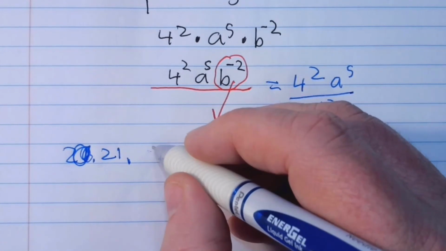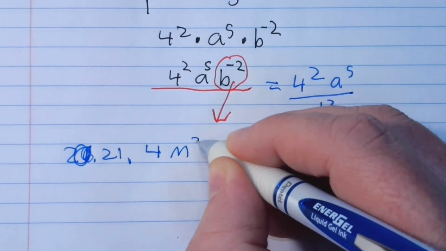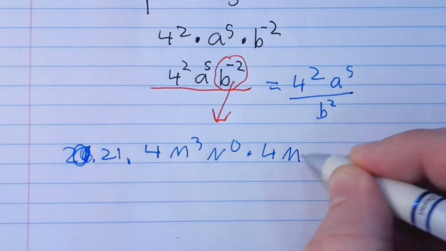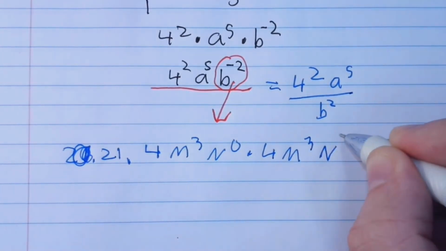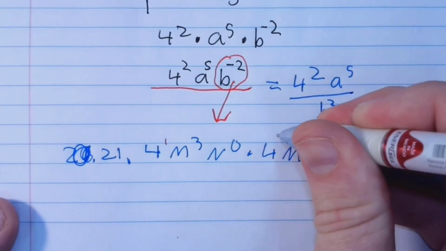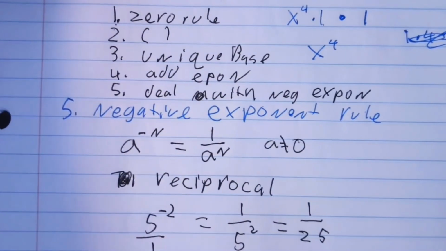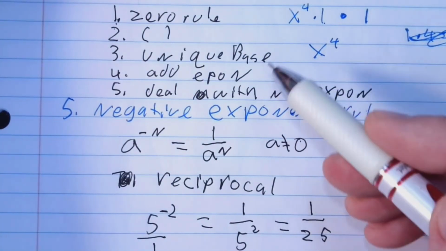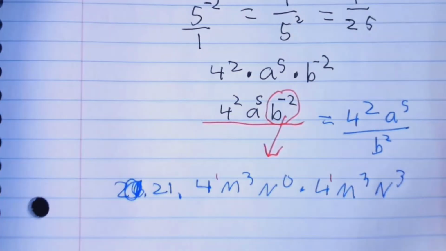Okay, we are recording. So here we go. 4. All right, let's see if we can figure out what to do here. I'm going to go by my order, although technically you can do it in different orders if you want to. I'm going to do the 0 rule, then parentheses, write the unique bases, add exponents, and then deal with any negatives that I have. And we're going to keep adding to that.